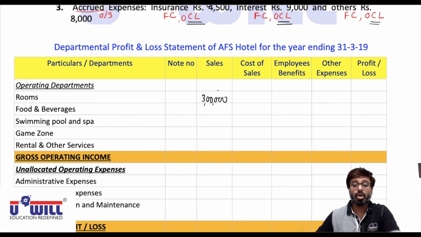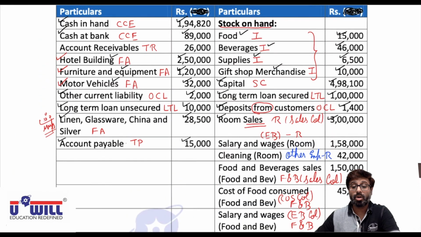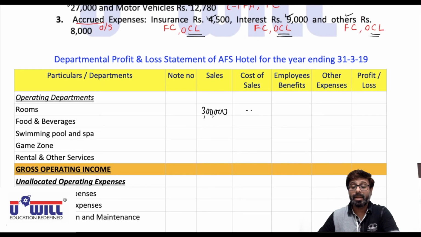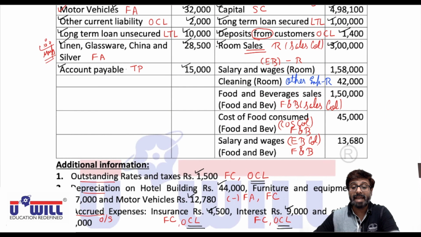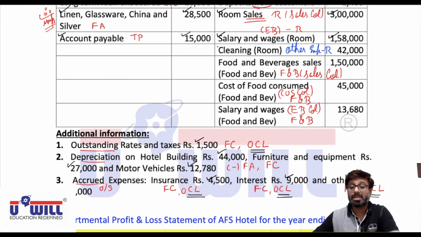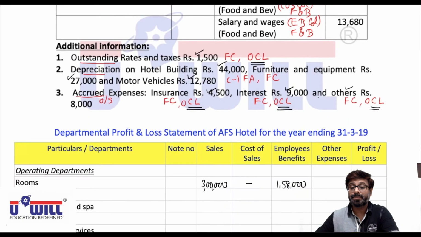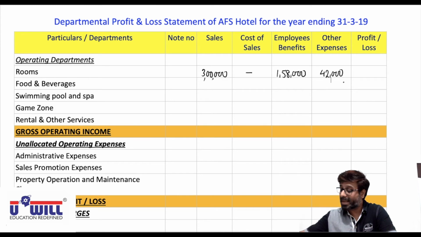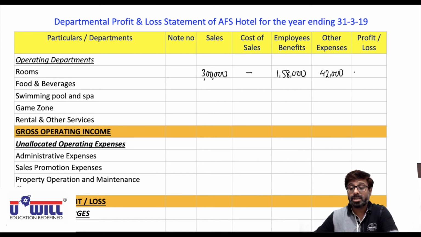Then cost of sales. Now all of you can see in room the cost of sales is never going to be there. We have studied it earlier also. Employees benefit of rooms, this you can see salaries and wages of room 1,58,000. And other expenses of room include this cleaning expenses of 42,000. So 3 lakhs minus 1,58,000 minus 42,000 means 3 lakhs minus 2 lakh. You can say profit or loss is 1 lakh. Rooms profit and loss is 1 lakh.